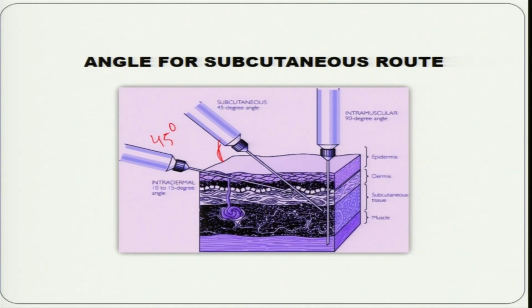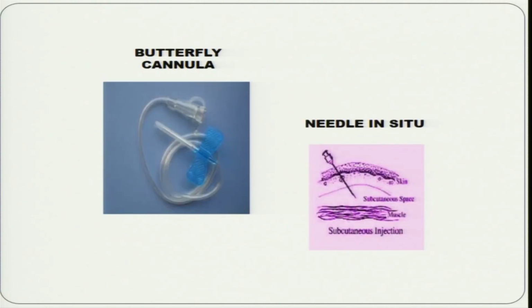If you see the anatomy of our skin, the first layer is epidermis, then dermis, and this subcutaneous tissue here. So, you have to pierce the epidermis and dermis, and then you have entered into the subcutaneous tissue where you can inject the drug. After subcutaneous tissue come the muscles where you inject the intramuscular drugs.